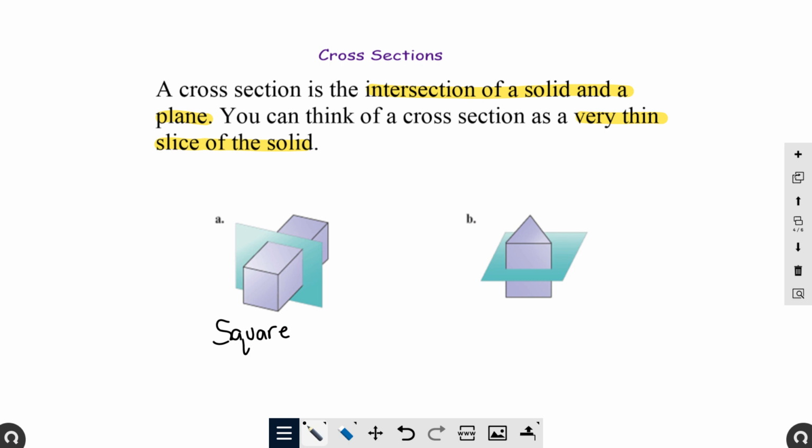I gotta stop writing on the picture. So it would be a square. Now, what would it be for part B? A triangle.